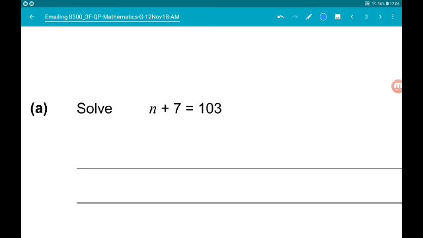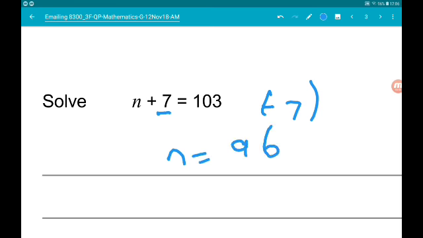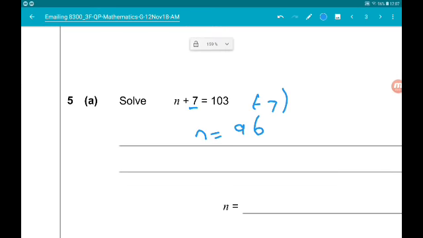Cool. 5a wants us to solve n add 7 is equal to 103. So we want to get rid of the plus 7, so we do that by subtracting 7 on both sides, and that gives us n is equal to 96. I have a playlist on solving linear equations. It will be down below.